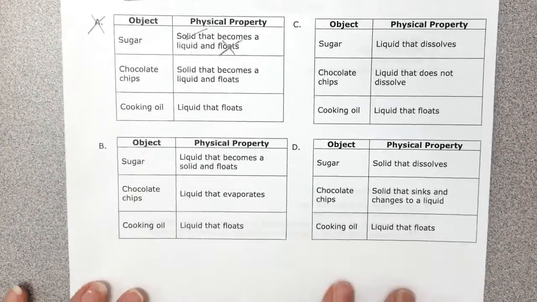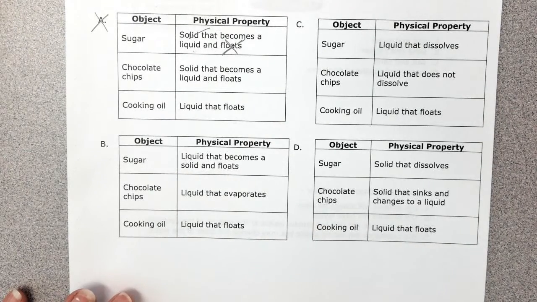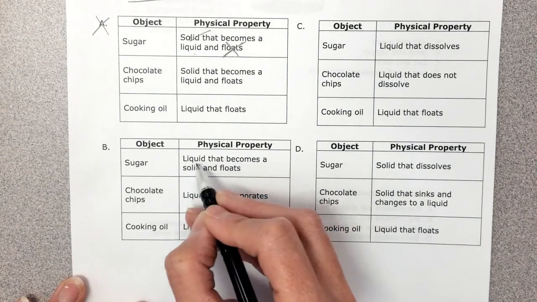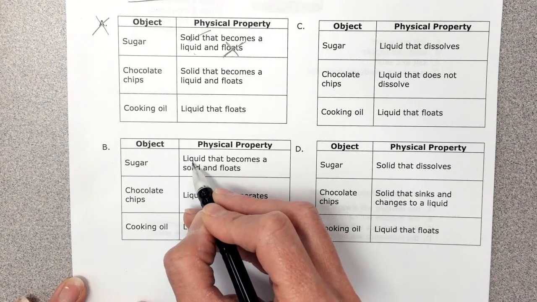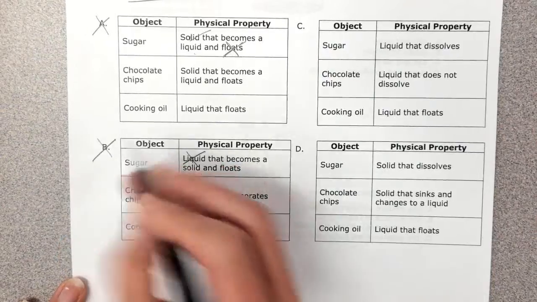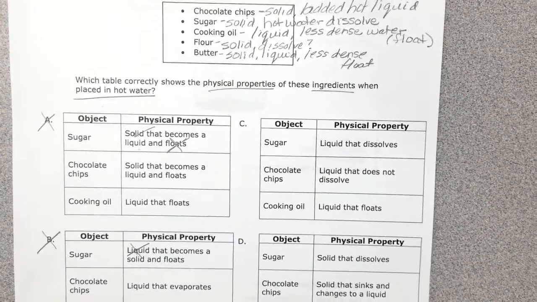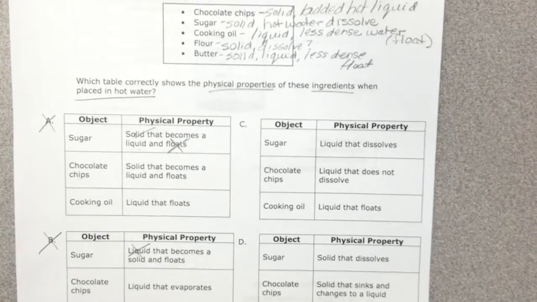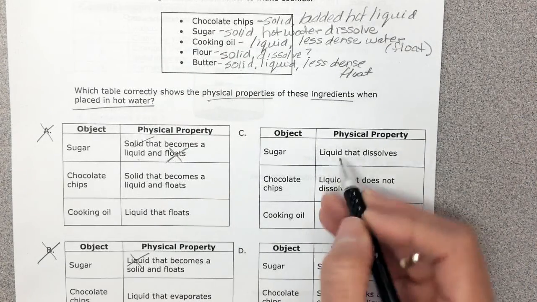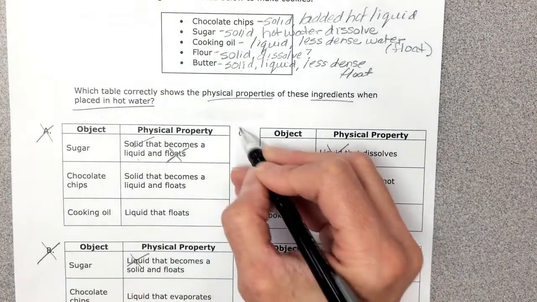Excellent. Who wants to do B for me? Go ahead, Lena. B isn't correct because the sugar doesn't float. Okay, there again it says it's a liquid that becomes a solid. Is sugar a liquid that becomes a solid? Nope, so that takes it out right there. So we're going to take B out. What about C, Michaela? That's not right because sugar is a solid. Okay, so it says here liquid that dissolves. That makes C incorrect.